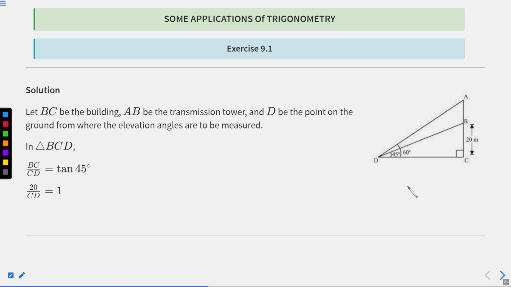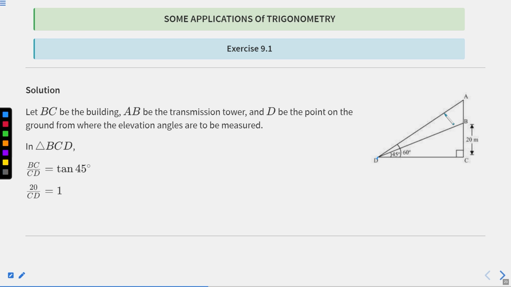So here we have given AB be the transmission tower, and BC be the building, and D be the point on the ground from where the elevation angles are to be measured. Here D is the point where we measure the elevation angles, BC is the height of the building, and AB is the transmission tower.